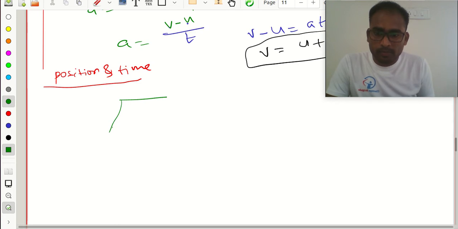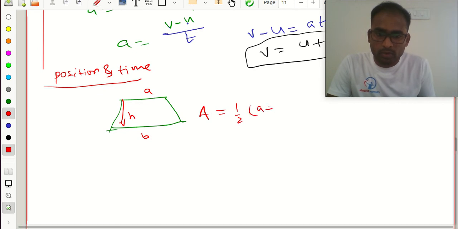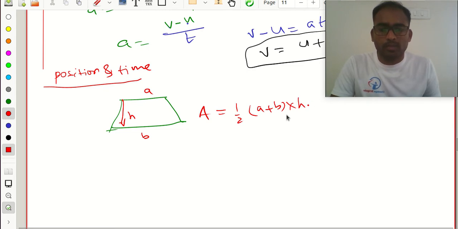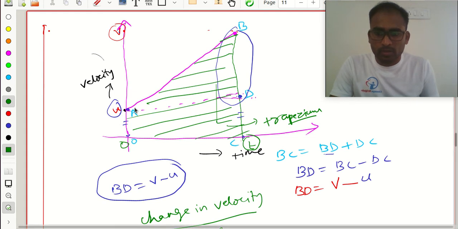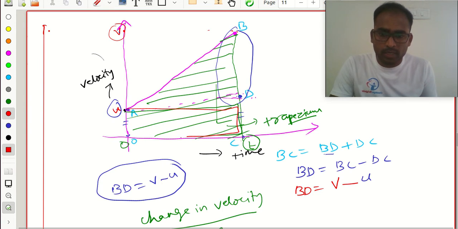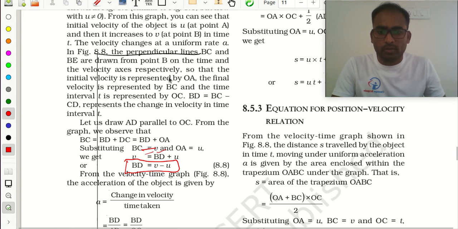I already told you, no? A, B, and this is H. So area is equal to half into sum of two sides multiplied with the height. This also we can do. Or we can calculate separately for this rectangle, and we need to calculate this triangle, and we need to add. That is what we can do.